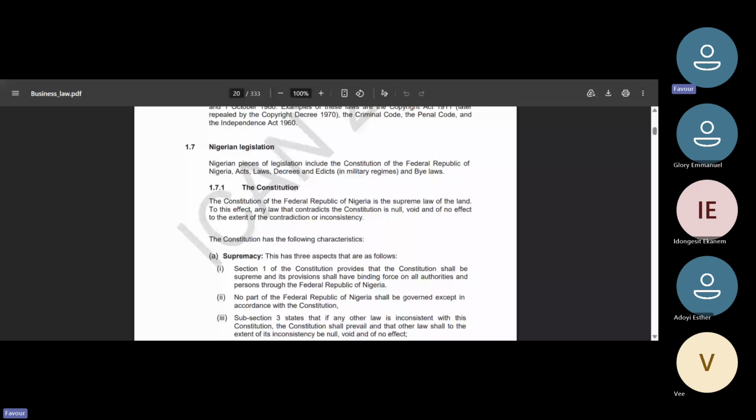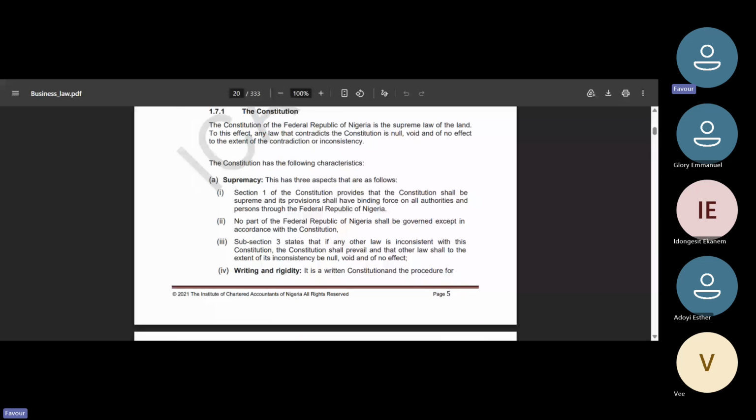So there are three aspects. The first is that the Constitution provides that the Constitution shall be supreme and its provisions shall have binding force on all authorities and persons throughout the Federal Republic of Nigeria. So it is supreme and its provisions have binding force on all authorities. All the provisions of the Constitution apply to all authorities and persons. If it's not in line with the Constitution, then that is wrong. So everybody is answerable to the provisions of the Constitution, no matter the authority level, right?